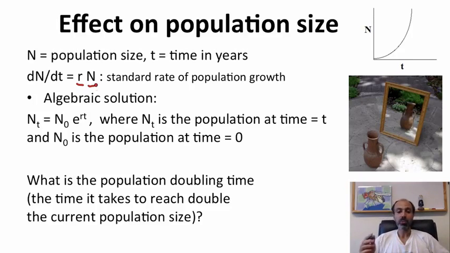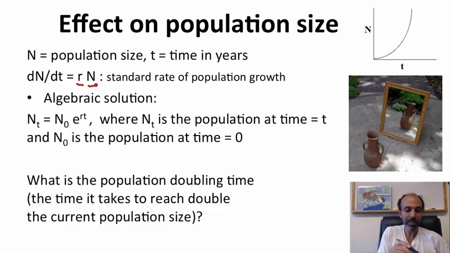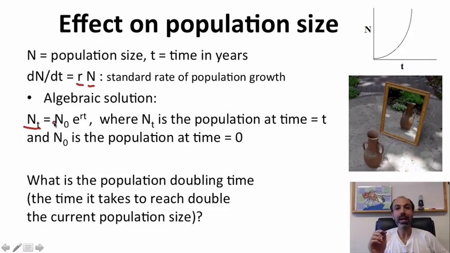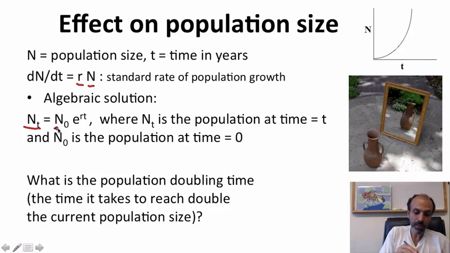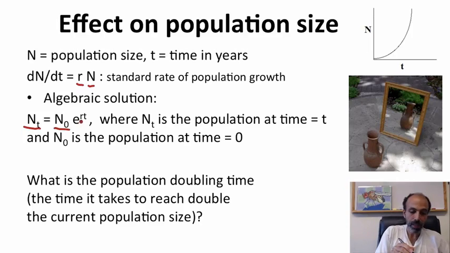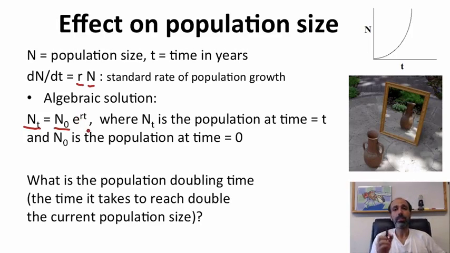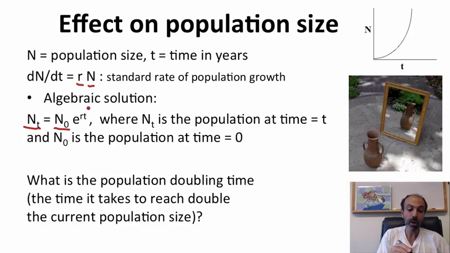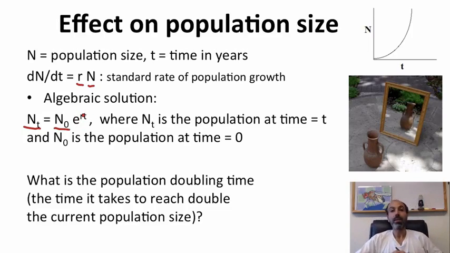Now, if we want to get an algebraic solution, if we assume that this was a constant process, we can approximate this as n sub t, so the population size at time t, is equal to n sub 0, which is that starting population size, times e. E is the algebraic number you often see. I think it's approximately 2.71. E to the power rt. R being that intrinsic rate of increase, and t being time. So time may be measured in years.